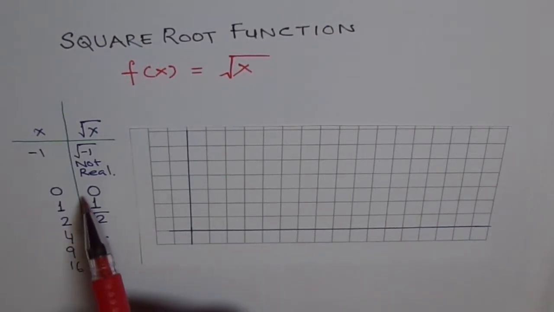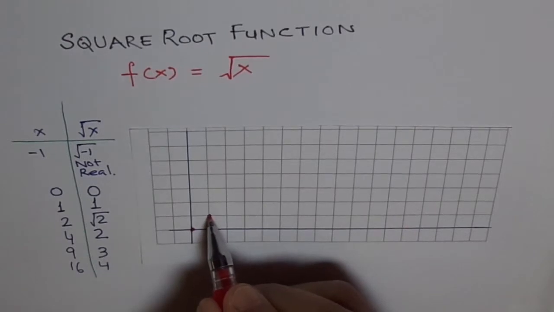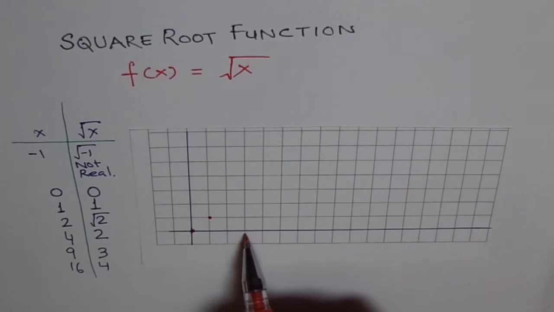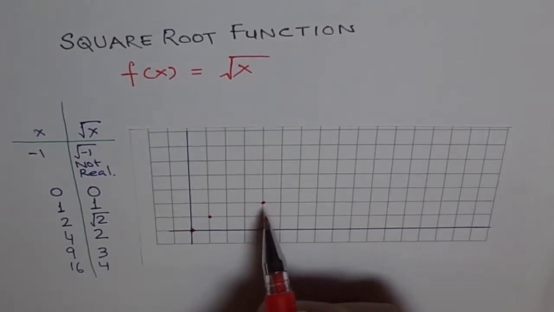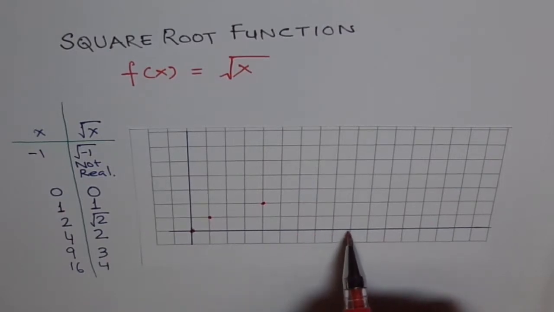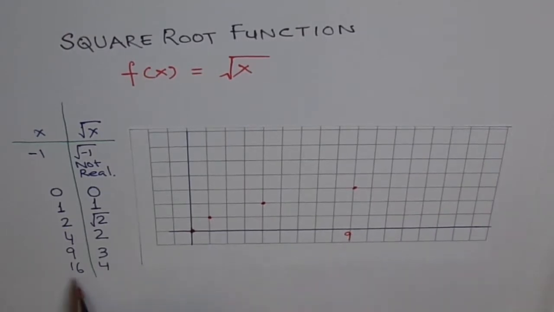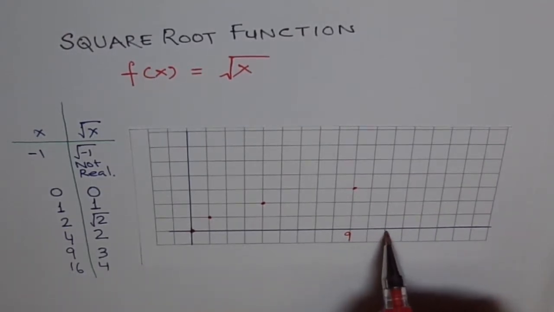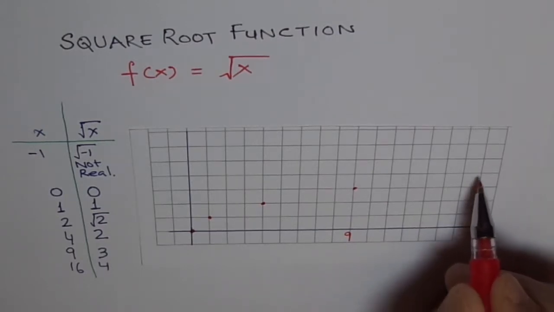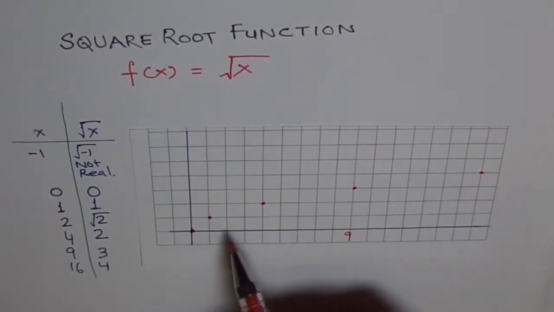Let's plot them. 0, here it is. 0, 0. 1, 1. 2, we will avoid. 4, 2. 9, 3. And then 16, 4. So that's the shape of our square root function. Let's join them.